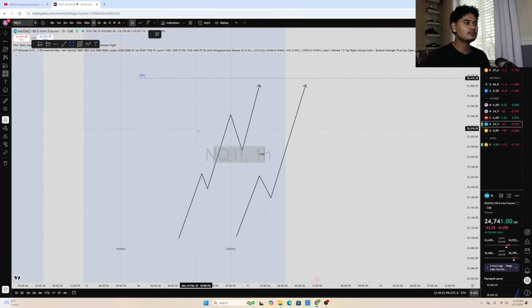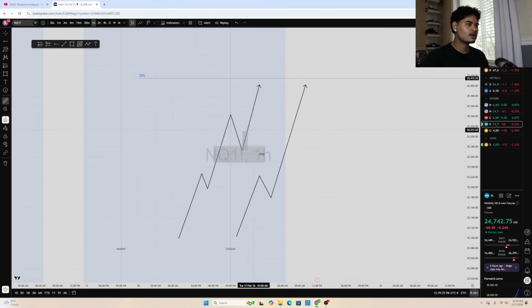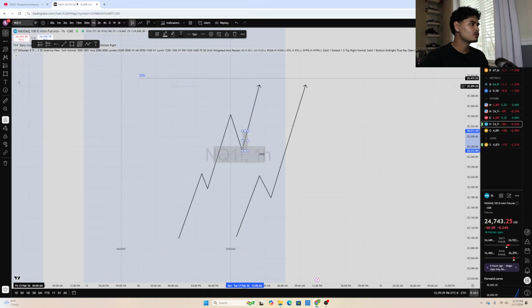What are the candles I'm looking for? If we are taking longs to a draw on liquidity, I want strong displacement candles out of that fair value gap. At least one or two strong candles. Say we get one strong candle right here, and then say we get a second strong candle, another one like this.